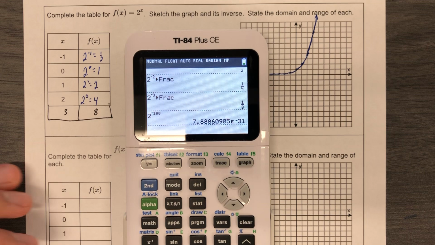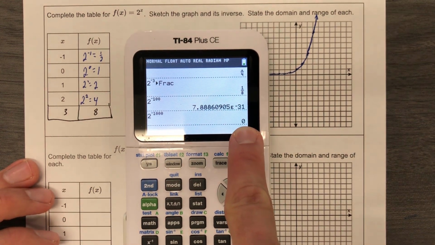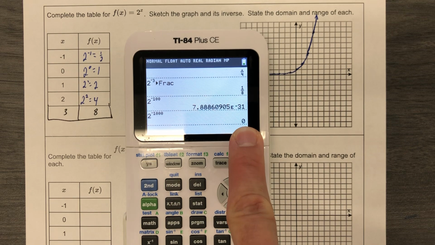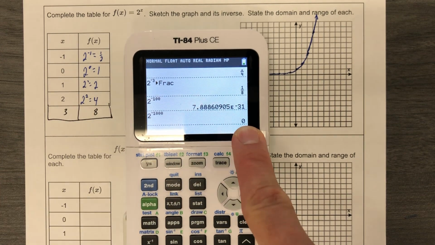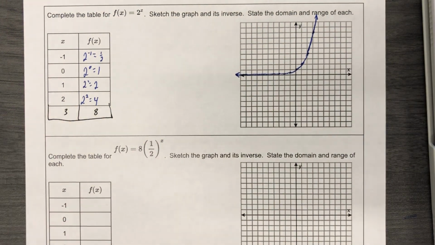It'll never be exactly 0, even though the calculator will tell you it is. It technically isn't. It's so close to 0, the calculator doesn't know any better way to represent it. It doesn't have that capacity. So this will never actually touch the x-axis. There's a word for this.